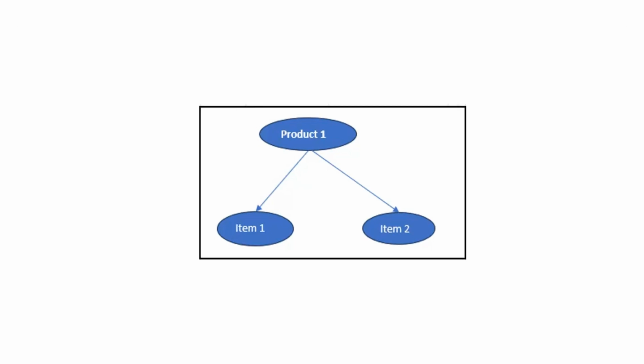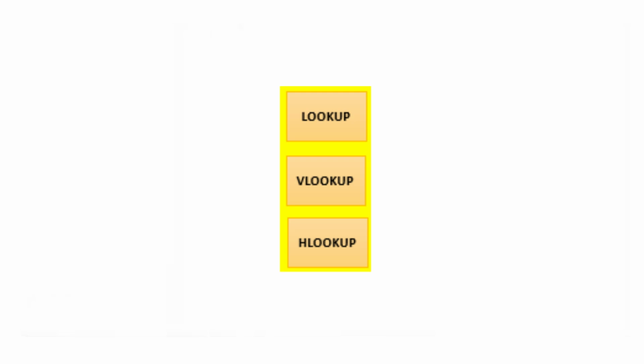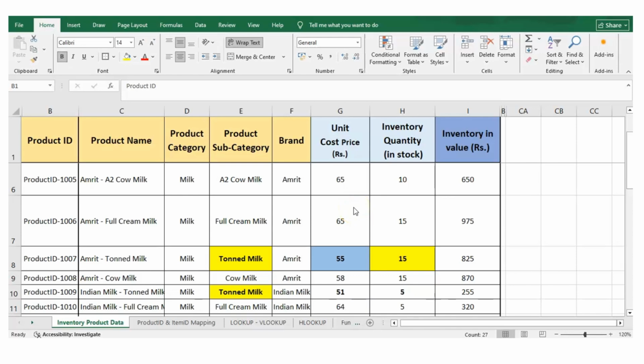Now let's move to our Excel series workbook and understand these functions, LOOKUP, VLOOKUP, HLOOKUP, in detail. This is our Excel series workbook, which contains the data such as inventory product data and the product ID and item ID mapping data. We will use these two data sheets to get the details of the item as requested by the stakeholder. Let's briefly discuss the data.